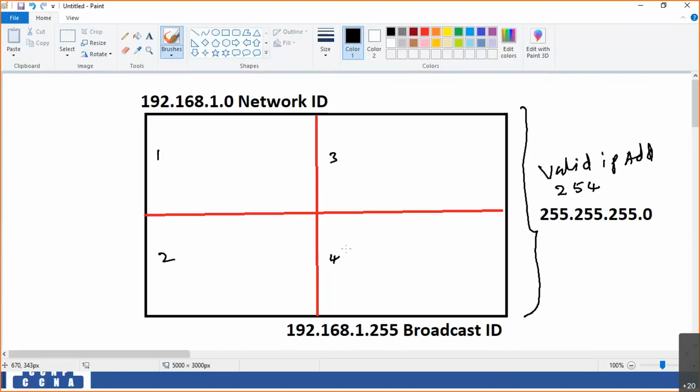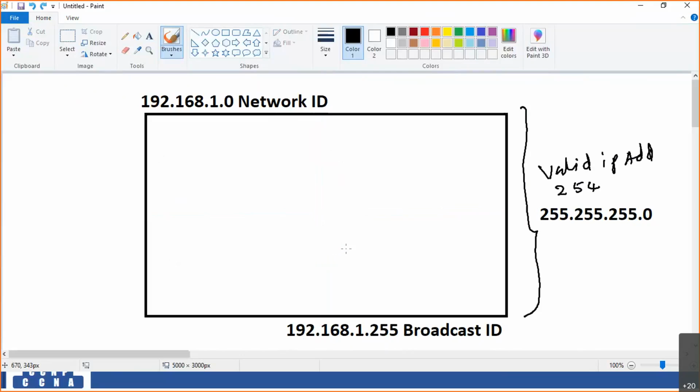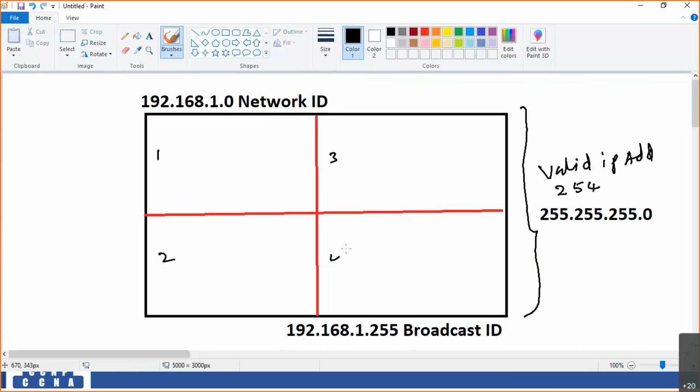If it's not subnetted, then what is the network ID? 1.0, broadcast ID 1.255, valid IP addresses 254, subnet mask 255.255.255.0. This is one major network, we know clearly. But now one network is divided into smaller parts, 4 subnets. For each subnet again we need to find out network ID, broadcast ID, valid IP address, and subnet mask. Clear? All of you are following me? Yes, sir. Okay.